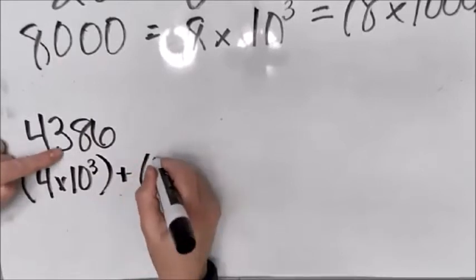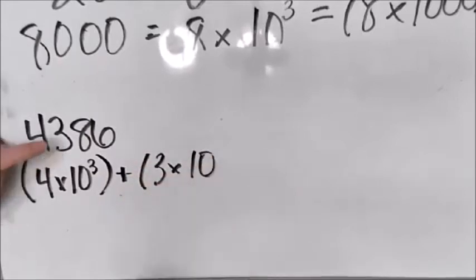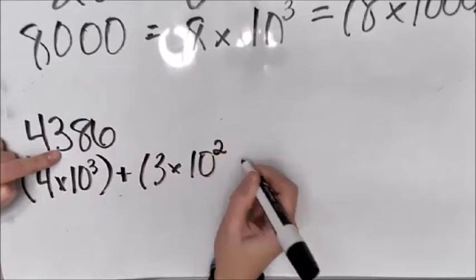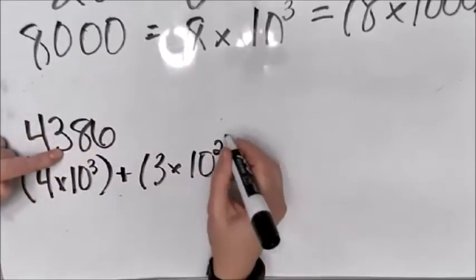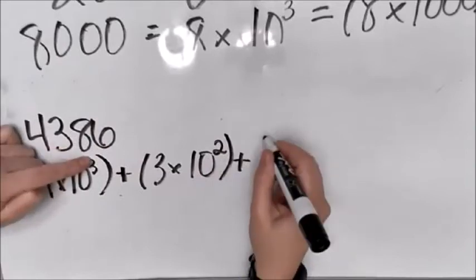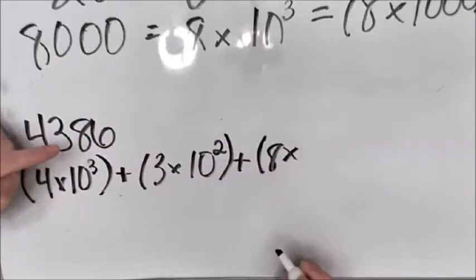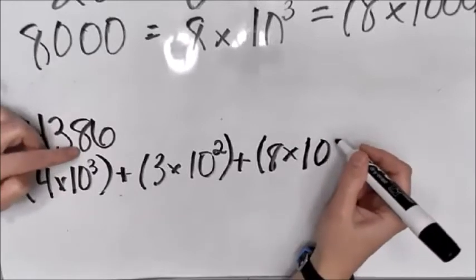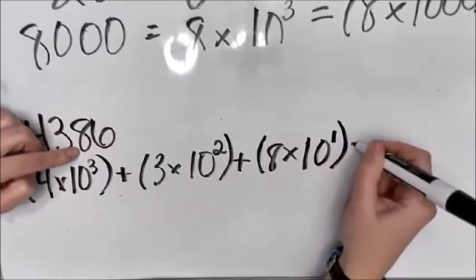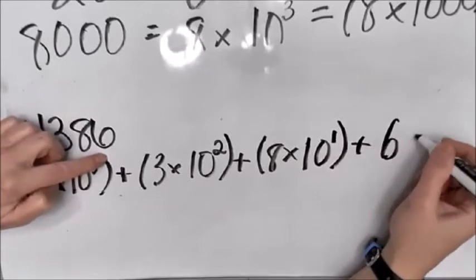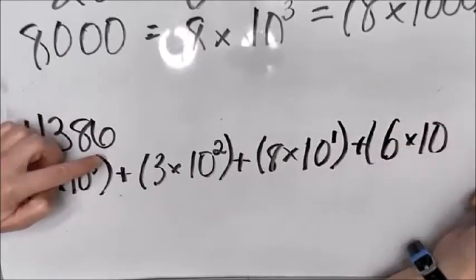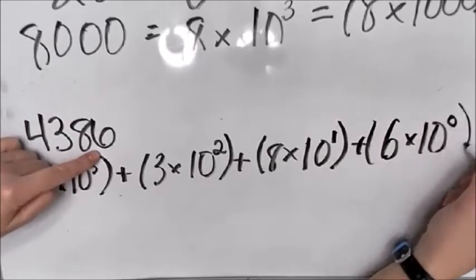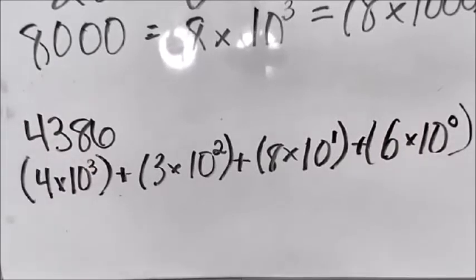Plus 3 times 10, and we're in the hundreds place, so it's 10 to the second power, not this or this. Okay, now we're looking at the 8, and it's 8 times 10. What position are we in? First. We're in the 10 position, so it's 10 to the first. Plus 6 times 10, ooh, we're in the units, we have no zeros, 10 to the 0 power. And we can solve this.